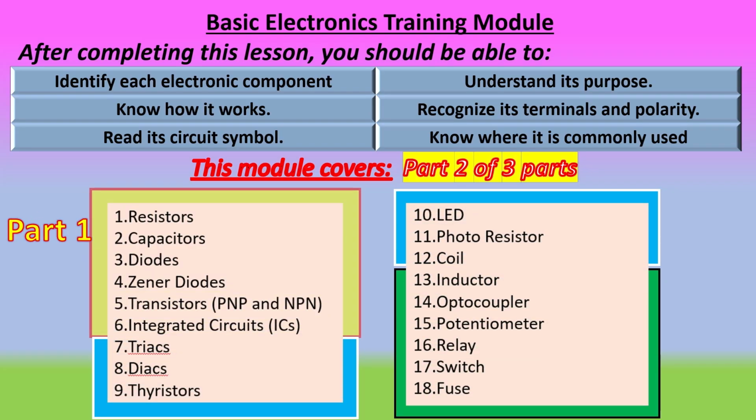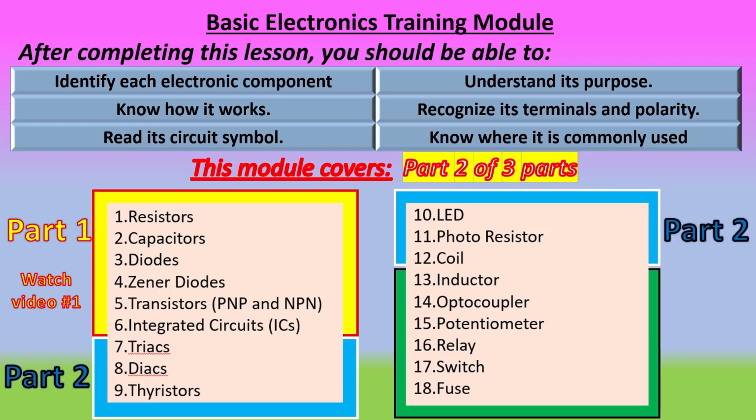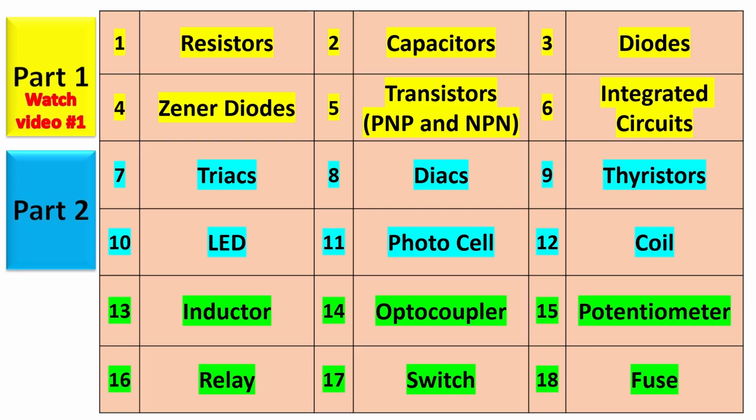We've already done part 1. If you haven't seen the video, please watch video number 1. Part 2 is the blue part, which we are doing today, from 7 to 12. And 13 to 18 is part 3, which we'll be covering next. These are all the components that you will be doing. Today's lesson will be the blue part. We have done part 1, all the yellow ones. So today we will be tackling Triacs, Diacs, Thyristors, LEDs, photocell, and coil, part 2. Part 3 is the green ones, and that we will be doing in the next video. So please keep a lookout for that video.